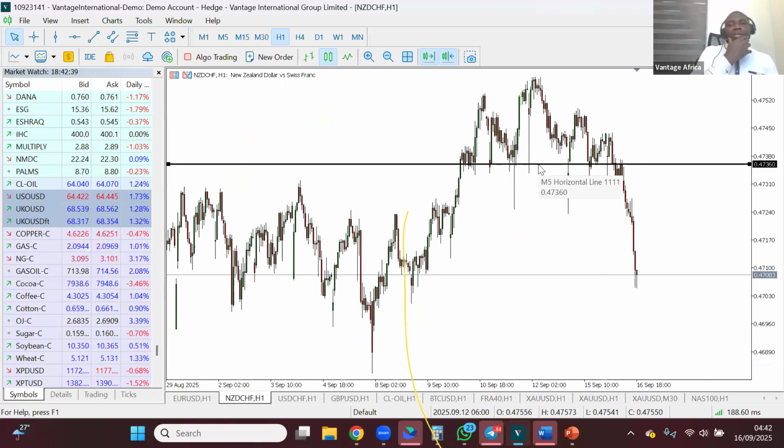NZDCHF was an instrument that I have been expecting to sell because, like we said earlier, the time frames you're looking at the chart for matters. So I looked at NZDCHF from a higher time frame, and it gave me an idea that NZDCHF is about to make this sell. But what did we say?